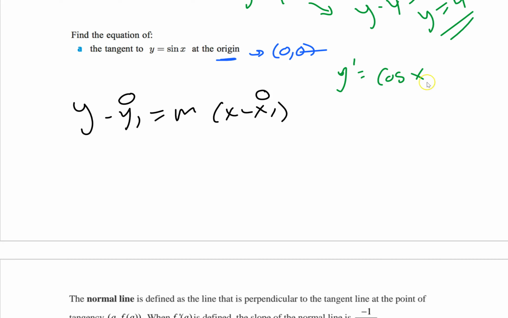Now remember, you're not done. That's a derivative. You don't just plug the derivative in. You want the derivative at x1. So I've got to plug in my x1, which is 0.